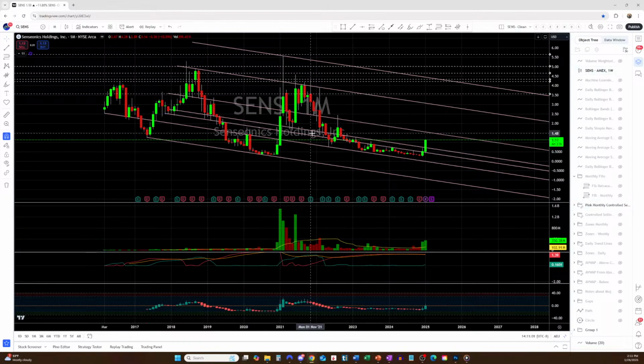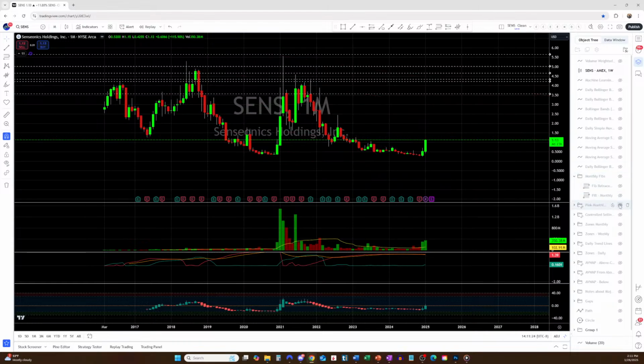So right now we clear this bottom channel. We have room probably to the 146 area if you just follow these channels before we might see some resistance on the monthly chart. So I would say about the 150, maybe 155, 156 area presents a monthly resistance level that we need to be aware of.